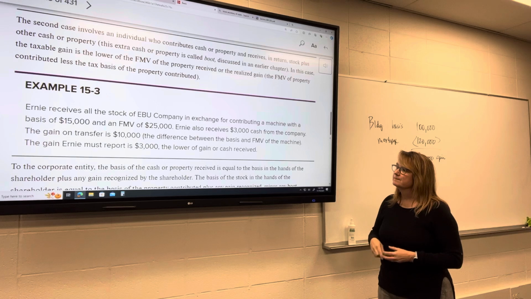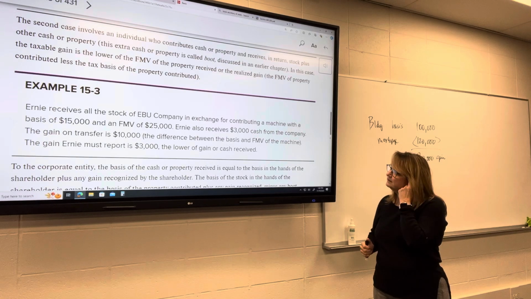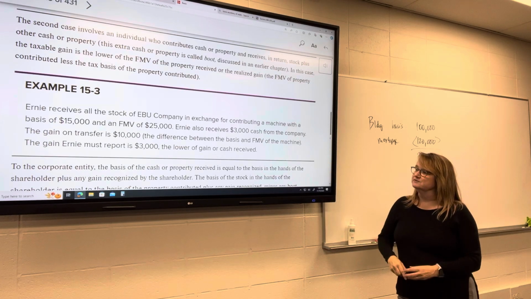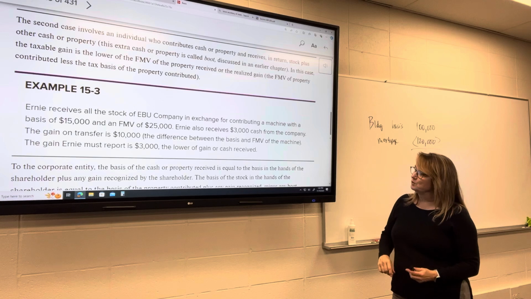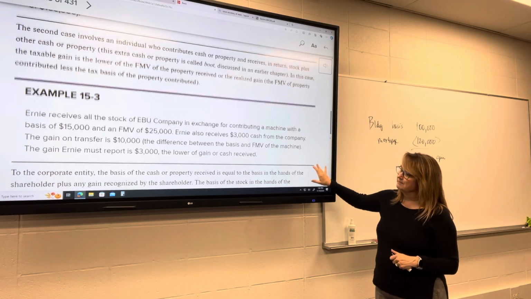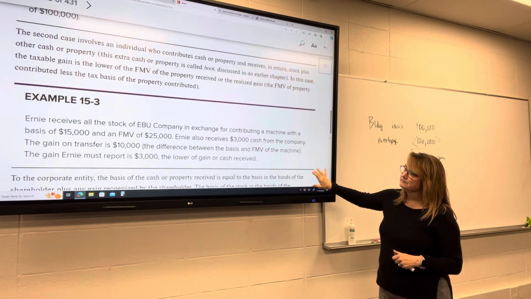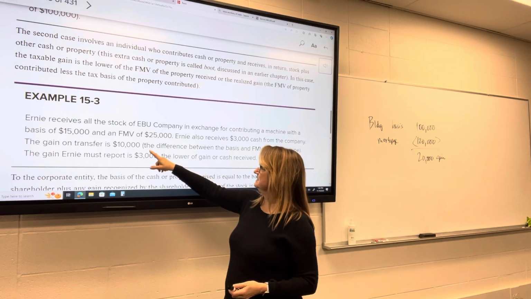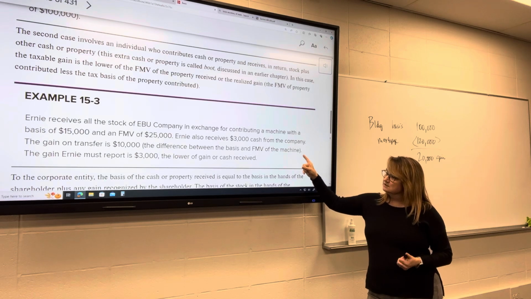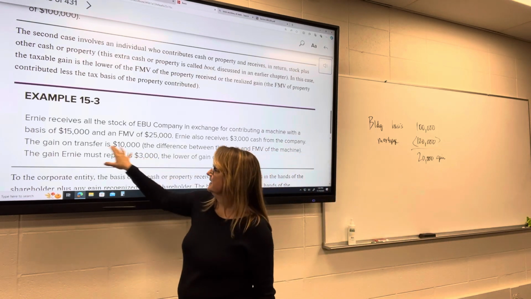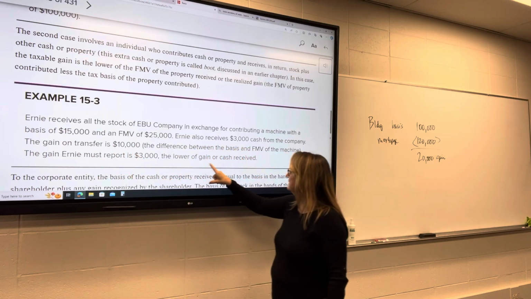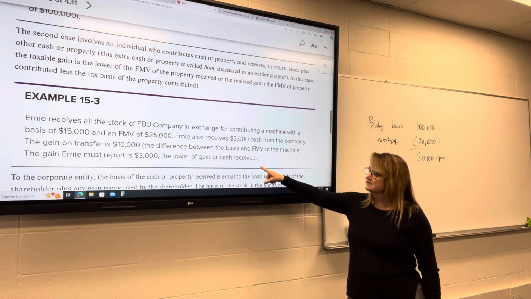So we got Ernie. He has formed EBU company and he got all the stock. So he contributed a machine with a basis of $15,000, fair market value of $25,000. He also got $3,000 in this exchange from the company. So the gain on the transfer is going to be $10,000, which is the difference between the fair market value and the basis of the machine. The gain on the cash received though is $3,000.